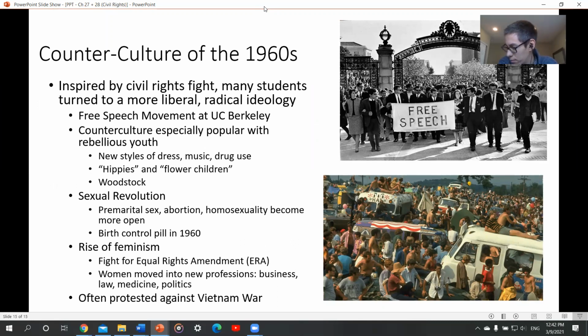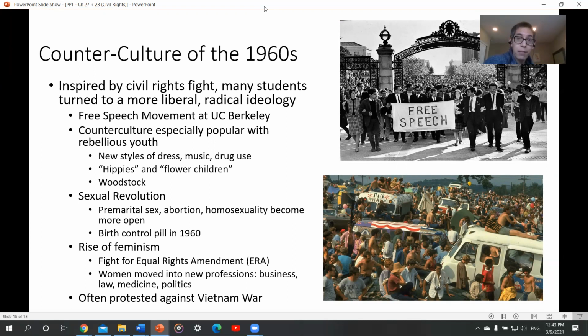Inspired by the civil rights fight, many students, this was especially a student-led movement, also fought for a more liberal, radical ideology. So the free speech movement at UC Berkeley fought for true and complete free speech. And that really came to exemplify the counterculture that became especially popular with the youth of America. Hippies, if you will, or flower children, going to Woodstock, listening to more progressive, different types of music, rock and roll. Drug use as well became much more common. Marijuana, sure, but LSD, acid, things like that. And with this rejection of social mores, social norms, also came a rejection of sexual norms, what's called the sexual revolution.